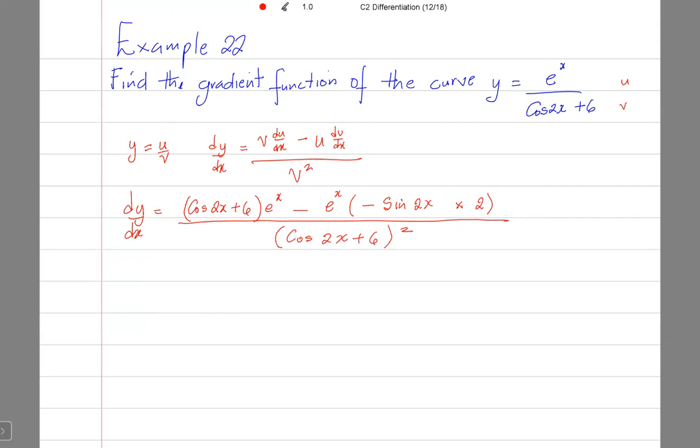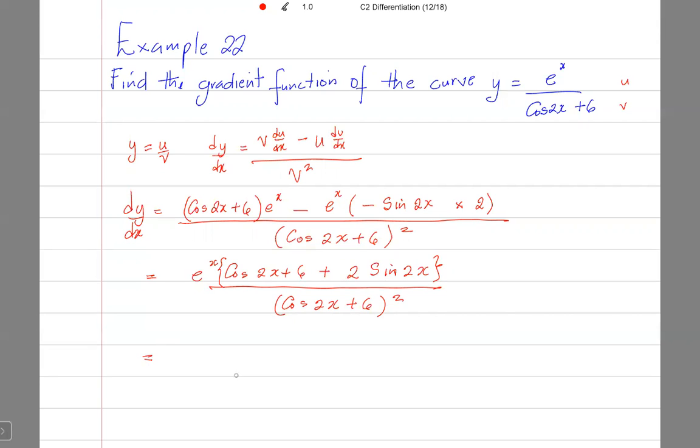So let's just simplify a little. So we have e to the x cosine of 2x plus 6. A negative times a negative is a positive, so this is plus 2 sine 2x. All right, and this is because I factor out the e to the x, and this is all over cosine 2x plus 6 all squared.